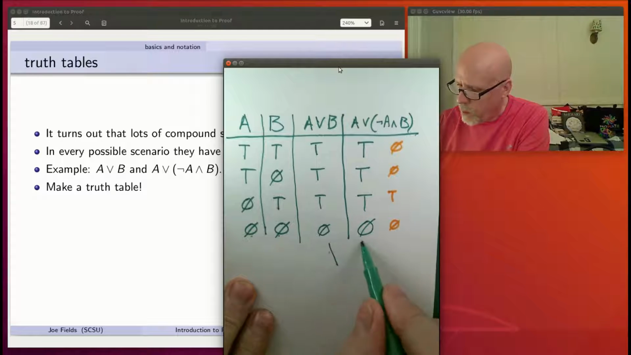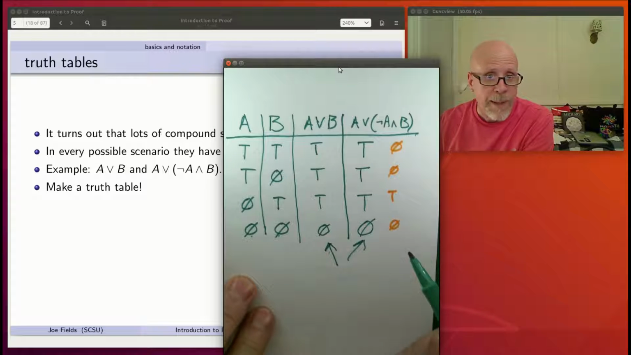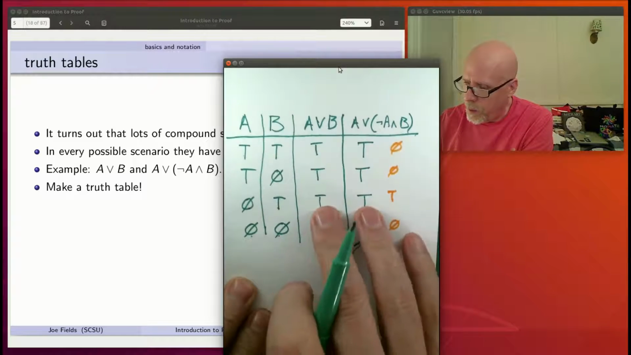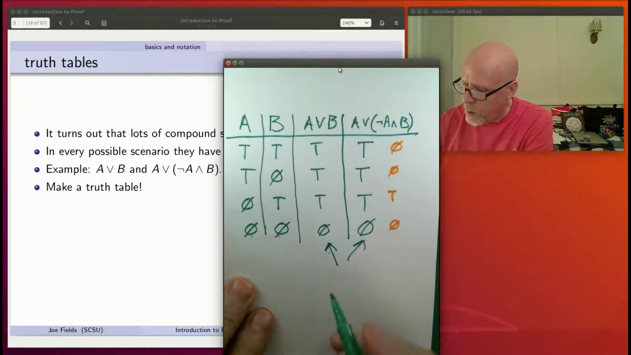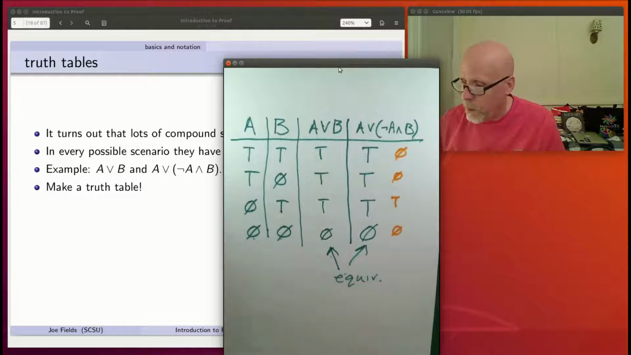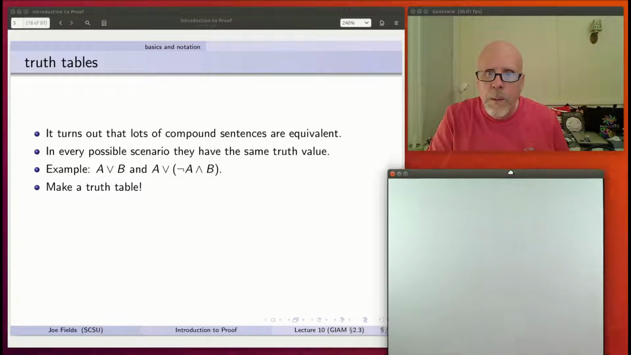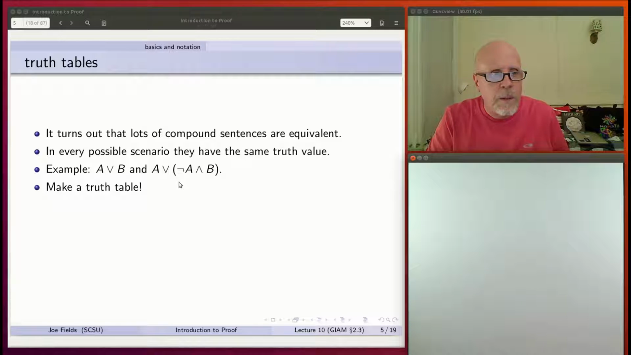And you notice that these two columns do have the identical pattern. 3 T's, then an F in both of them. So that's an equivalence. Maybe a little surprising, but there's the evidence for it. We worked out every possibility, and they agreed with one another in every possibility. Put this back out of the way for a second, see what the slides have to say.